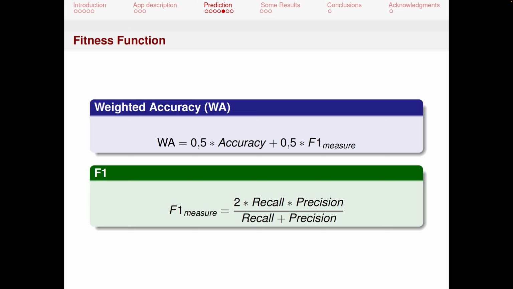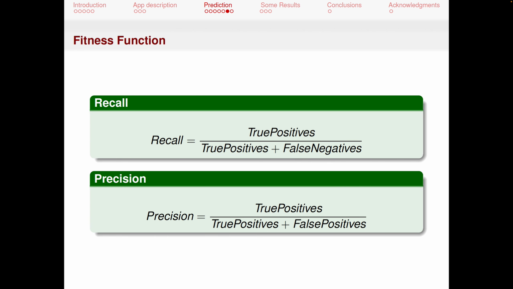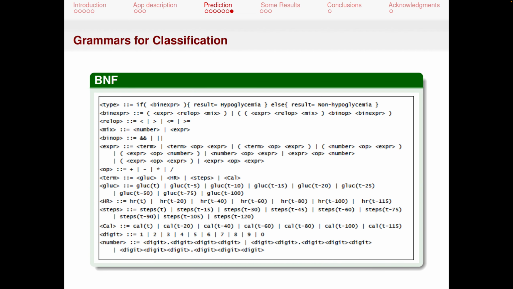The weighted accuracy is a measure of the accuracy and the F1 measure, and the F1 measure is obtained using the recall and the precision. The recall is the true positives divided by the true positives plus false negatives, and the precision is the true positives divided by the true positives plus false positives, which is usually used in other machine learning problems. We use this grammar for the classification.